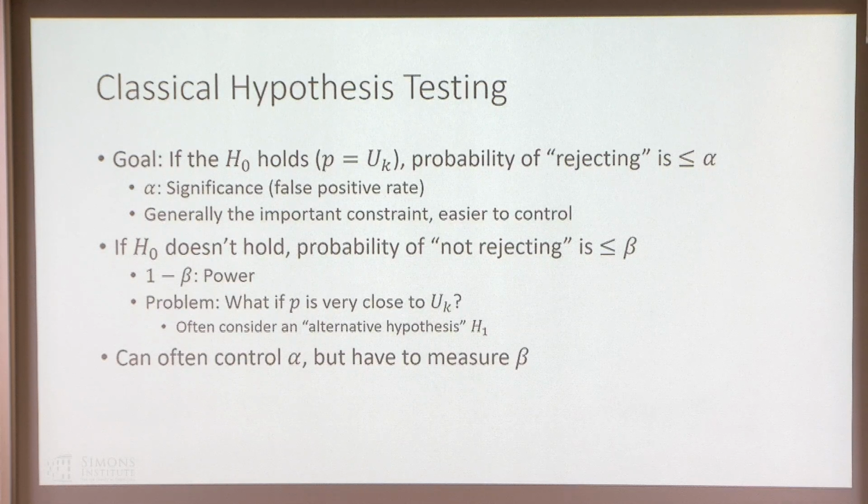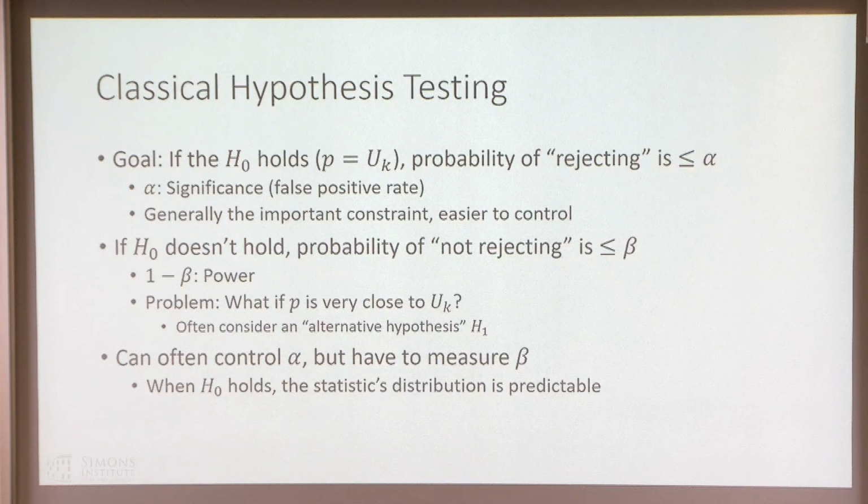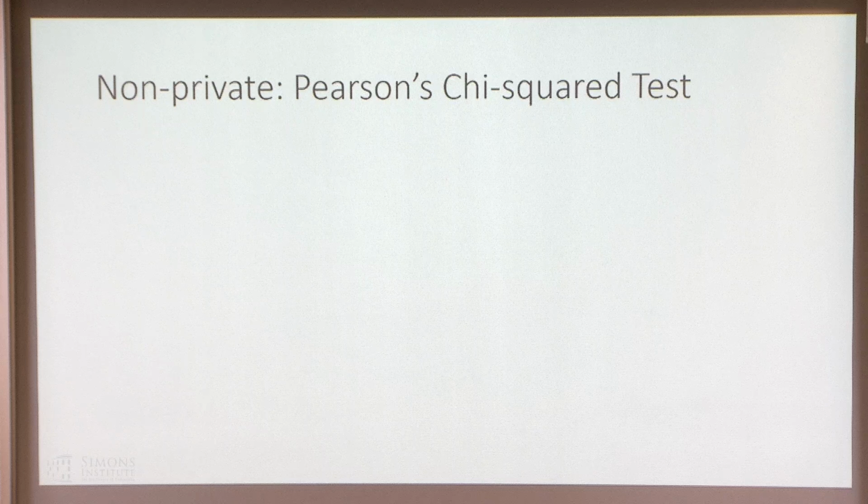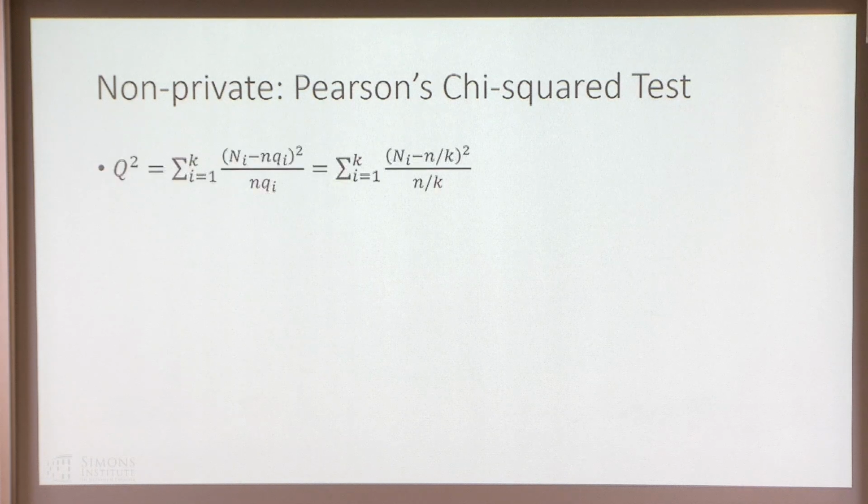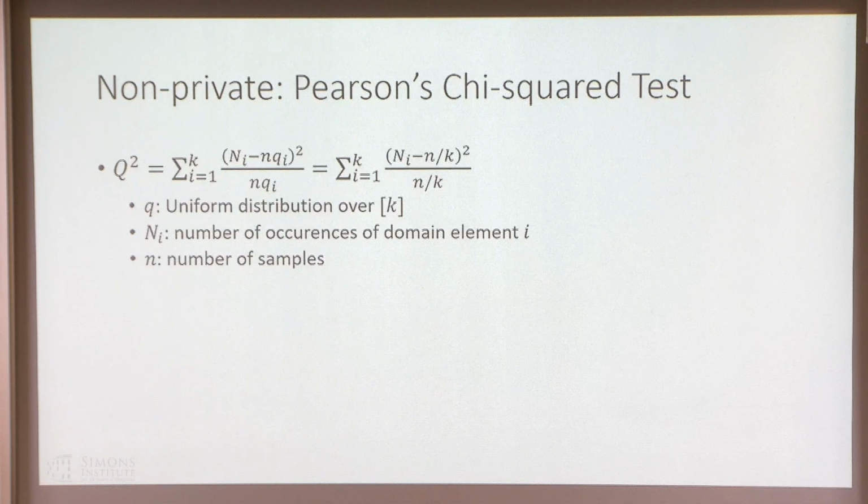And one thing that I'll state is that you can often control alpha, but sometimes have to measure beta in the following sense. When H0 holds, then the statistic's distribution will be predictable, but may require asymptotic approximations. This sounds kind of vague, but let's go a bit more in depth onto what I mean by that. So let's start with hypothesis testing in the non-private setting, that is looking at Pearson's chi-squared test. And this is the statistic, which is the following. There's a lot of parameters, but let me tell you what all of these things are. We'll walk through this slowly, and then we'll try to understand it.